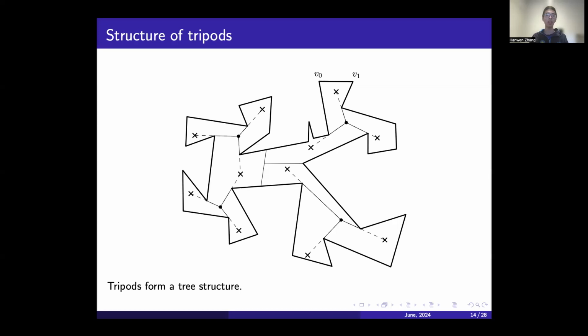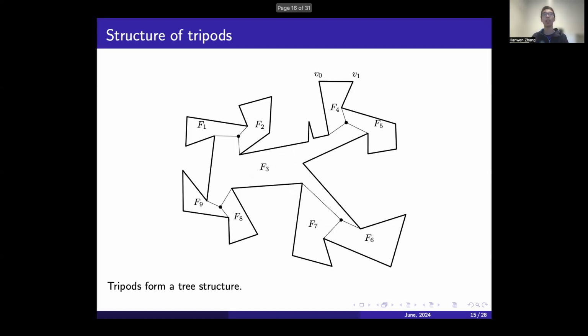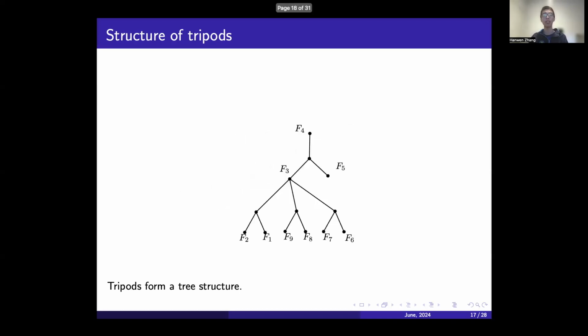We also observe that all the tripods in a specific partition form a tree structure. For a specific partition, if we only look at the boundary edges around the tripods, then all the faces form a tree structure if the tripods are treated as degenerate faces. We can choose the face that shares a specific boundary edge with the input polygon to be the root. So for example, here F4 is the root face, and then we can make the tree rooted like this.